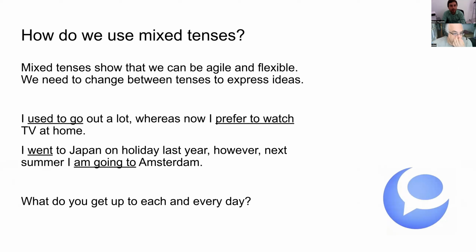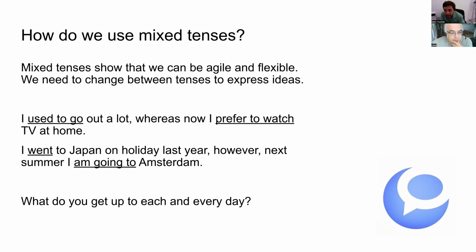Now, how do we use mixed tenses? Mixed tenses show that we can be agile and flexible. We need to change between the tenses to express ideas. For example, I used to go out a lot, whereas now I prefer to watch TV at home. I go from the past to the present. Next one, I went to Japan on holiday last year. However, next summer I'm going to Japan. Past to the future. It seems simple, but it demonstrates you understand different grammar structures.